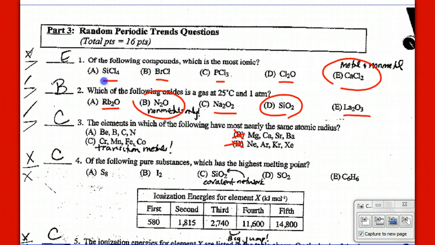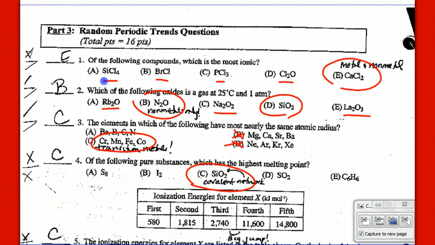If you look at A, we're going from beryllium, who is an S, to the p orbitals. And these guys are all, under C, in the d orbital. So they're the winners. Number 4, which of the following pure substances has the highest melting point temperature? Well, it's the covalent network solid, silicon dioxide.